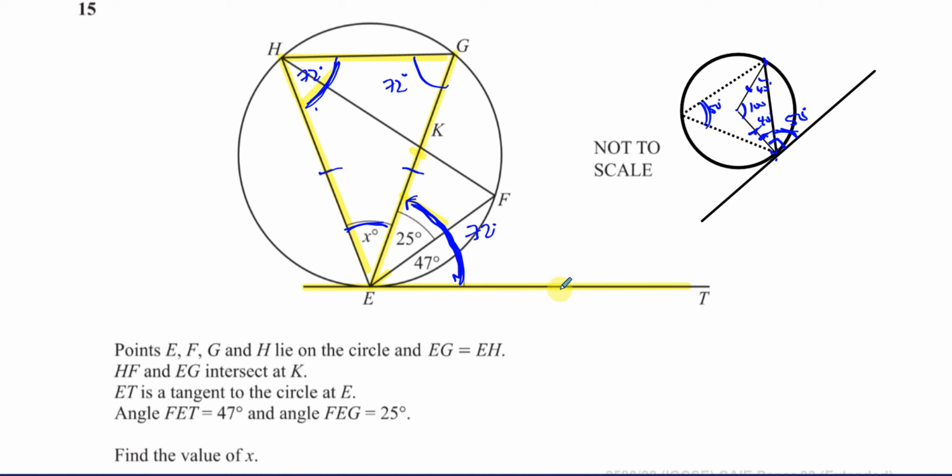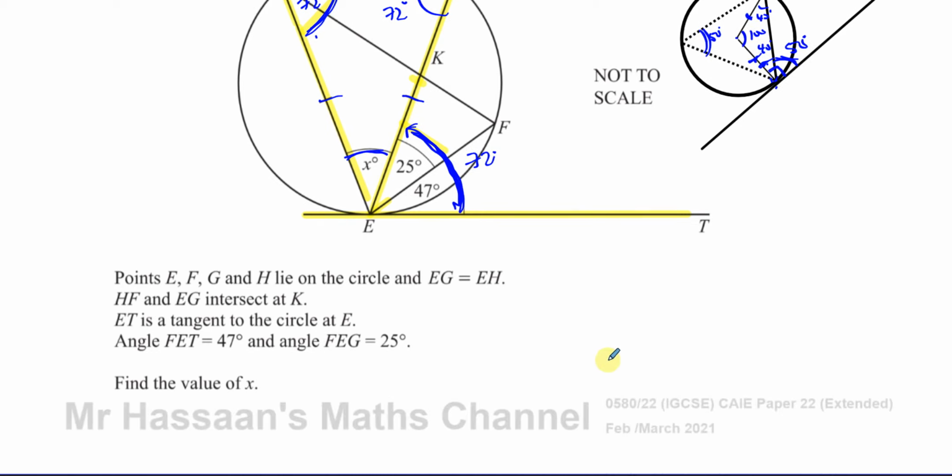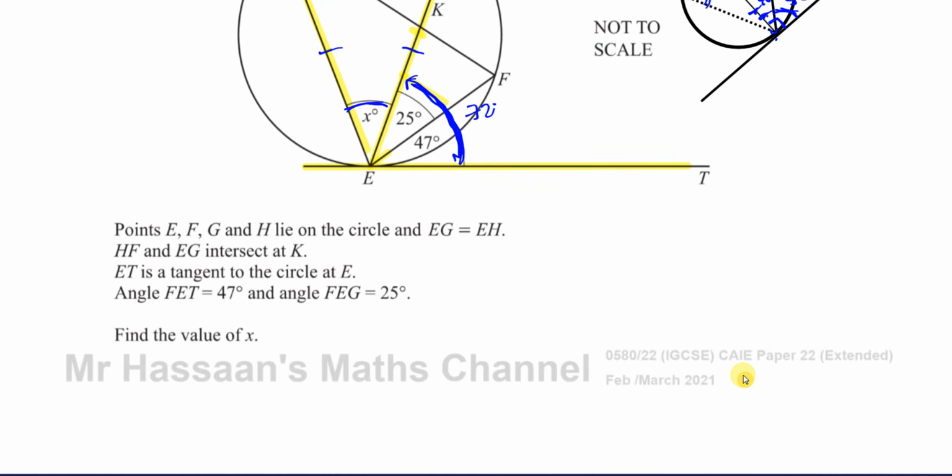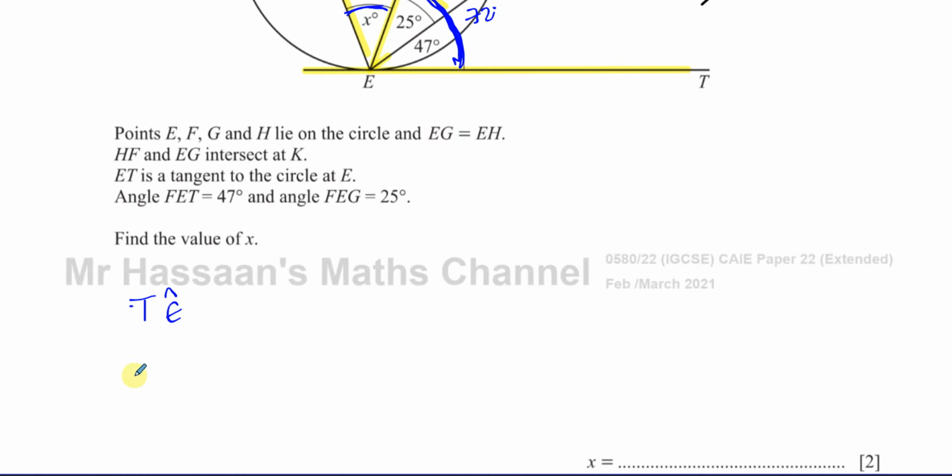This is one way of doing it. There's probably other ways as well, but this is what I can see. So, if you want to show some reasoning, which is always a good thing, sometimes they'll ask you to, we can say that angle TEG is equal to 25 degrees plus 47 degrees, which is 72 degrees.